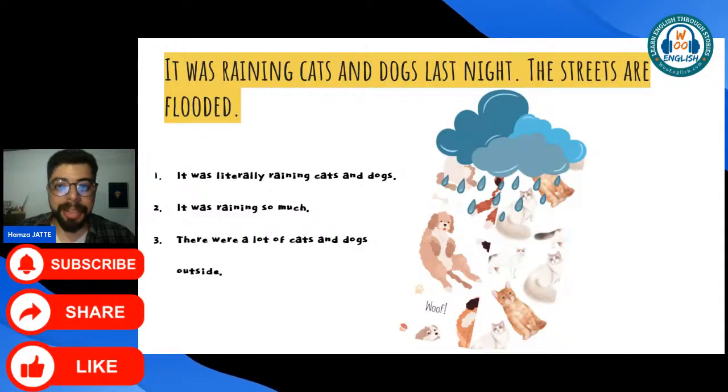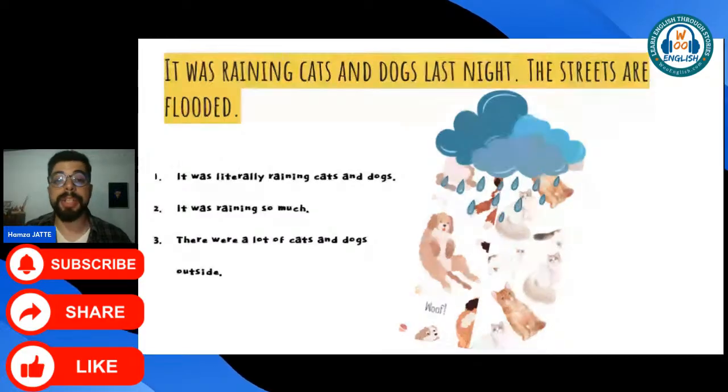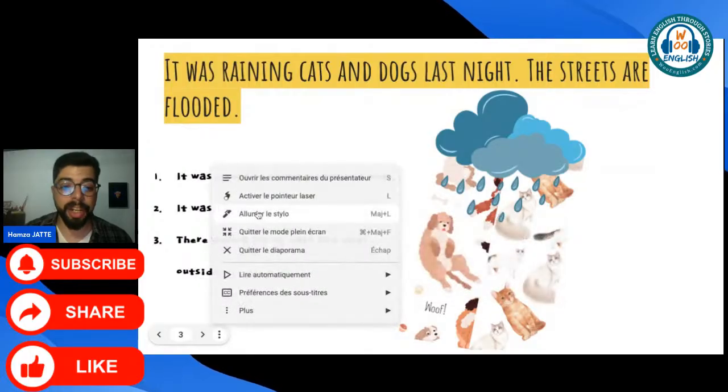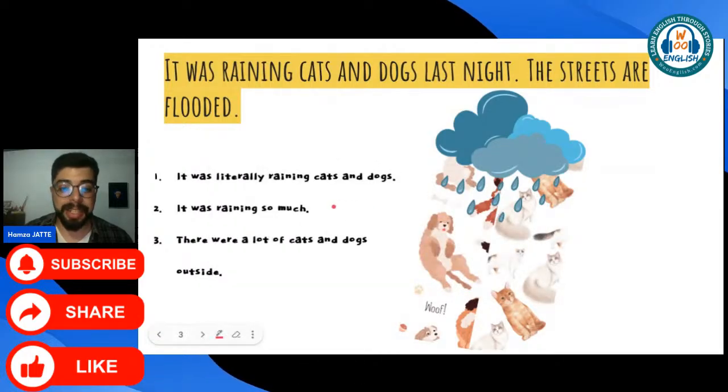All right, absolutely. So for this first expression, of course, it was raining cats and dogs last night. This expression means that it was raining heavily. It was raining a lot, right? That's the meaning of this expression.